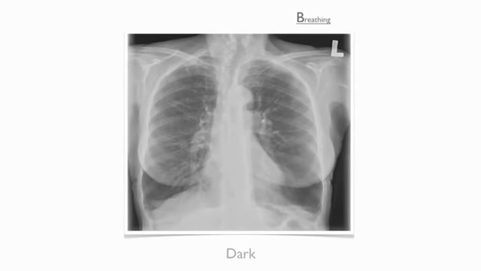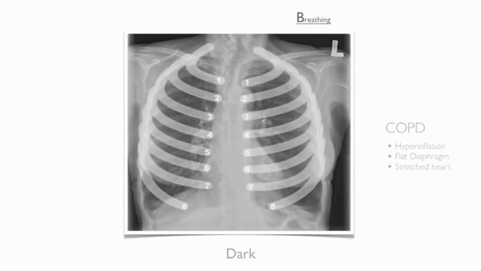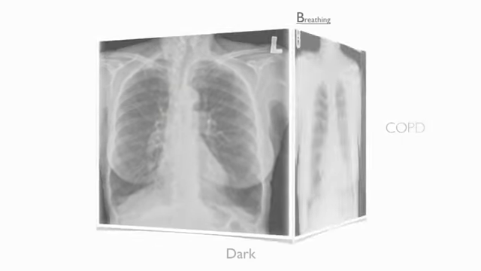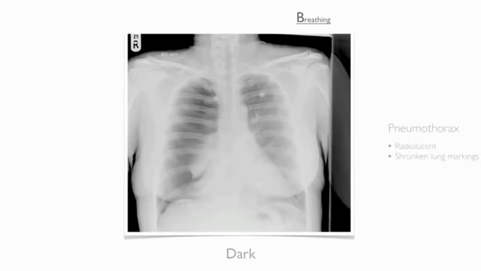Now we shall look at the dark lung. The dark lung is caused by two presentations. The first is COPD. This presents with hyperinflation, low flat diaphragm, and a stretched heart border. The second presentation is pneumothorax. Pneumothorax presents with increased radiolucency and shrunken lung markings.